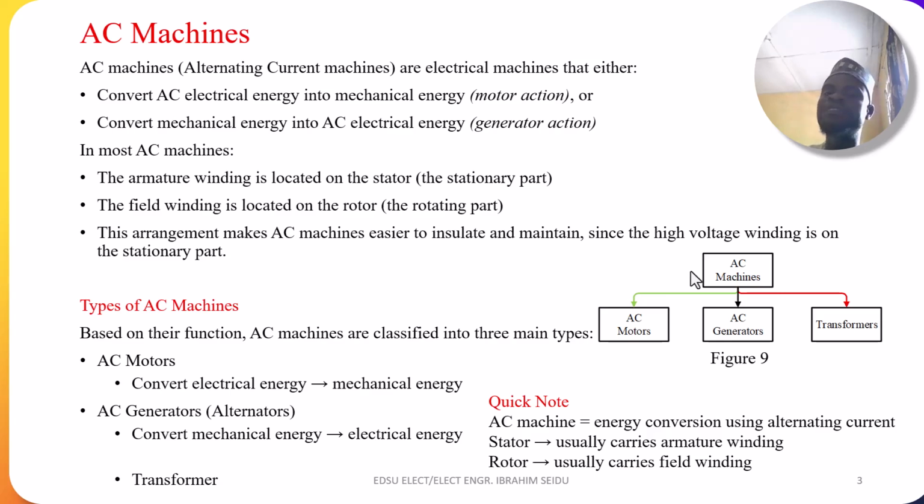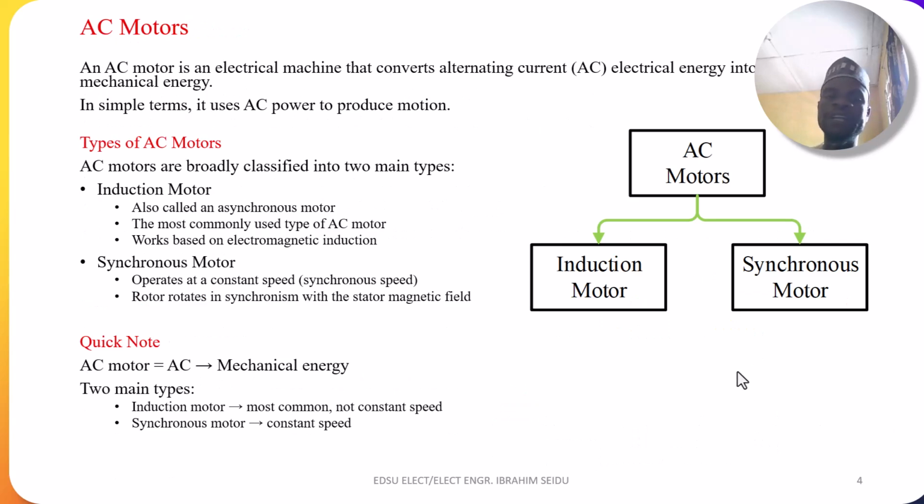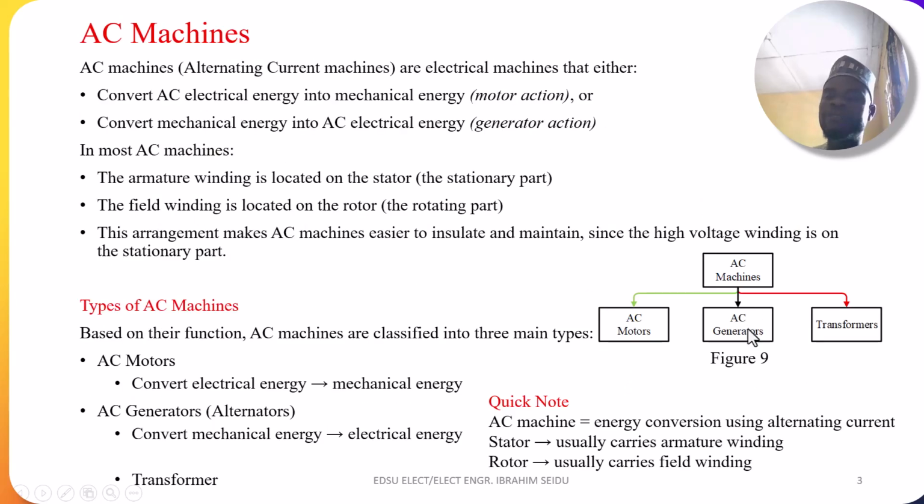I doubt there is any textbook on this earth that, when talking about the classification of machines, will not mention the transformer. So definitely the three types of AC machine we have are the motor, the generator, and the transformer.